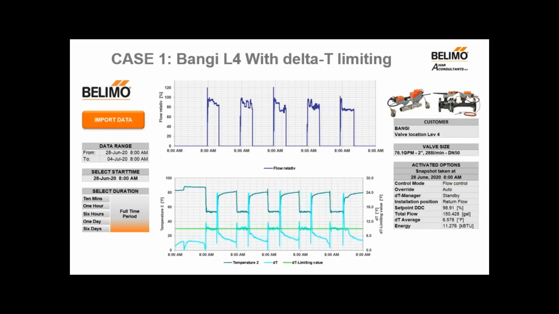Okay, this particular air handler is located at level 4. The pump for the chill water pump is located at roof level, which is closest to the air handler. Data from the Belimo Energy Valve was retrieved and analyzed using Belimo Energy Tool software.